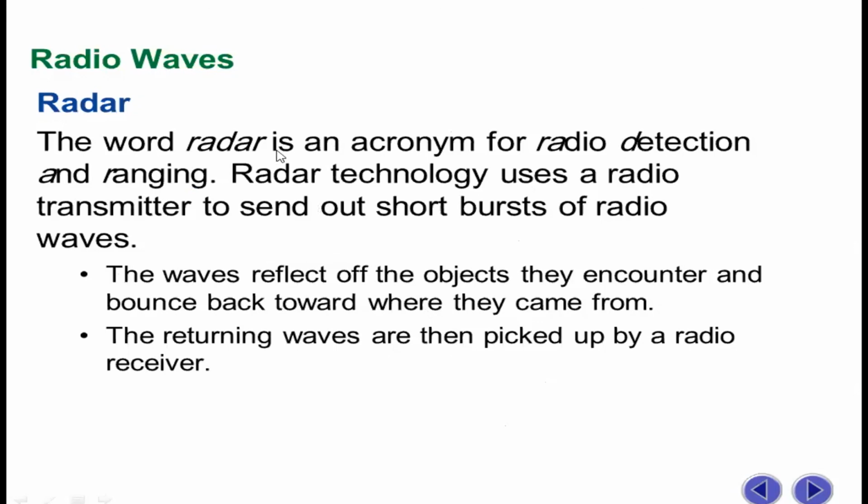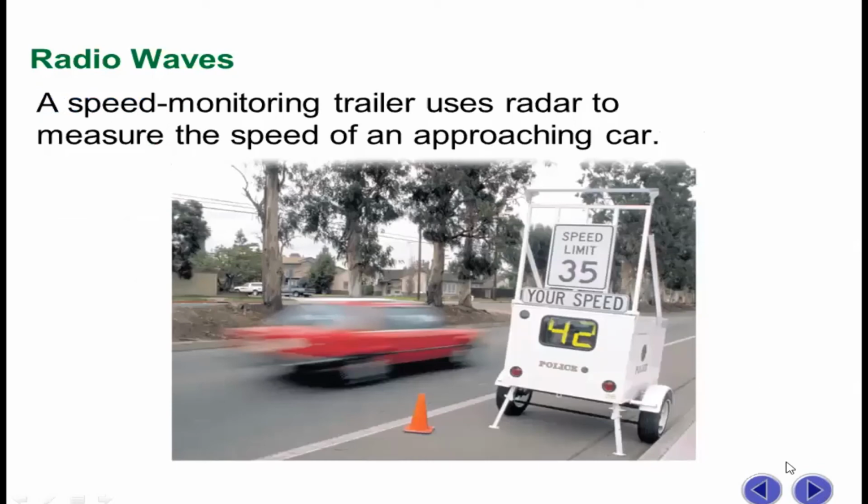Radar. The word radar is an acronym from radio detection and ranging. Radar technology uses a radio transmitter to send out short bursts of radio waves. The waves reflect off objects they encounter and bounce back towards where they came from. These returning waves are then picked up by the radio receiver and tell us the speed of the object. Okay. This is how we can use it in the street.